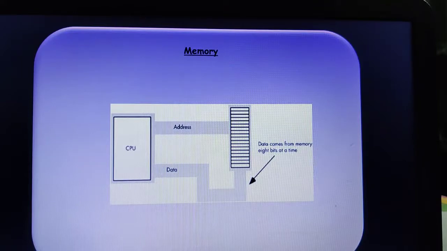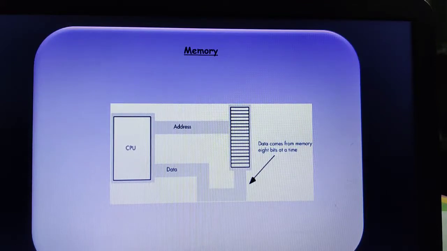So we have seen that the bus is nothing but a collection of parallel wires that form a pathway in order to carry the address and the control signals. It will carry the data plus the address plus the control signals.